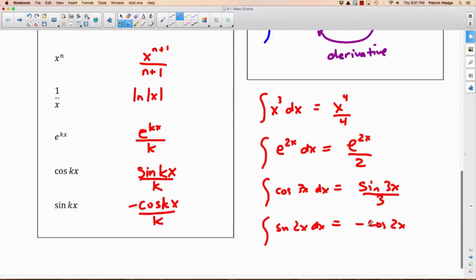Make sense? Now, even this isn't good enough, because taking the derivative of this would give you positive sine 2x, but then you'd have to multiply by the derivative of the inner function, which is 2, and we don't have that 2 there. How come? Because we must have divided it by 2. That way, when we multiply by the 2 from the derivative, it cancels out the 2 in the bottom. So this is why you have that k on the bottom.